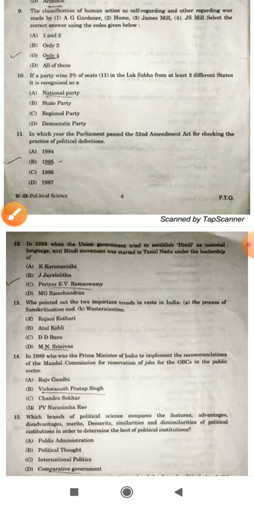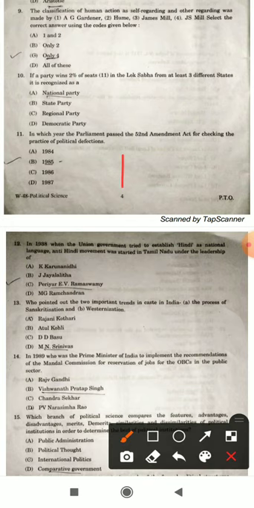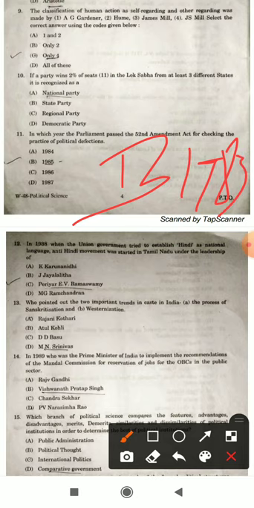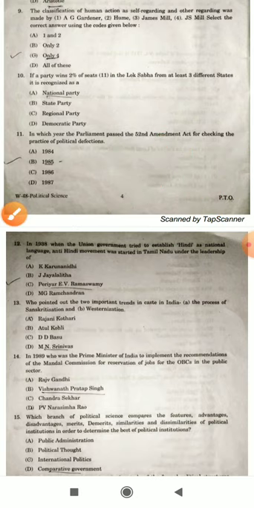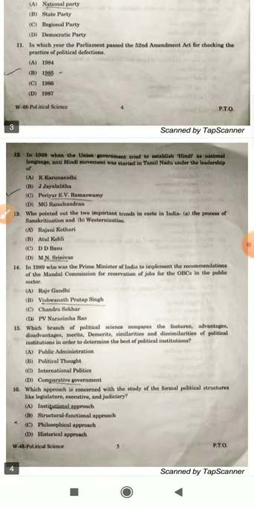Question number 11. In which year did the parliament pass the 52nd Amendment Act for checking the practice of political defections? Answer is B. 1985.